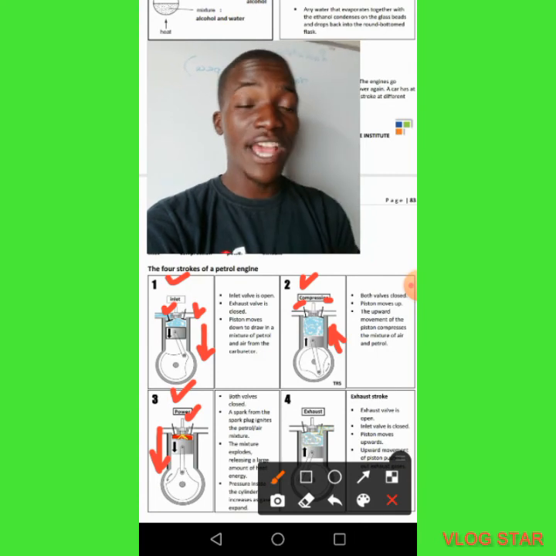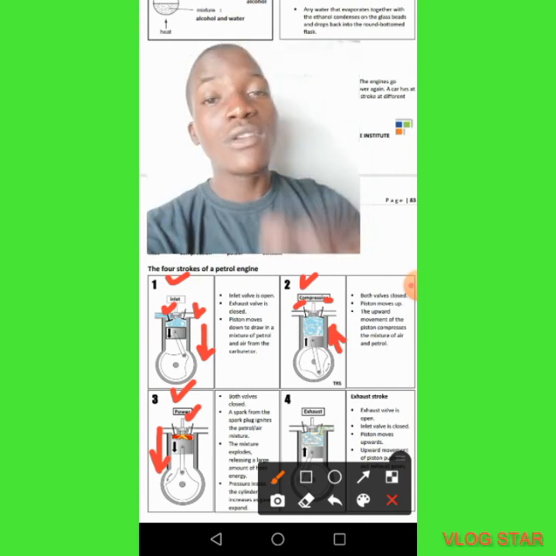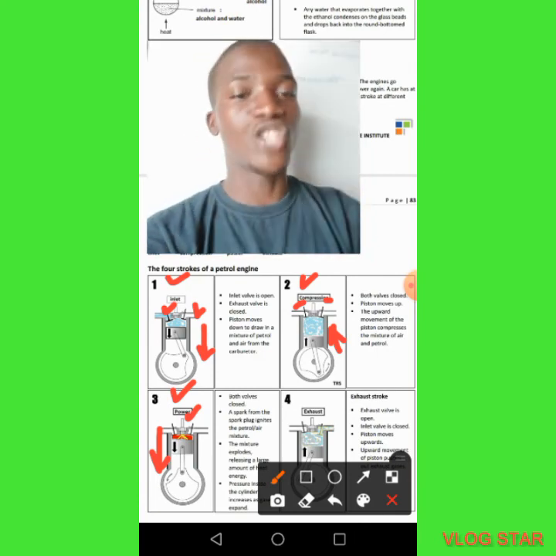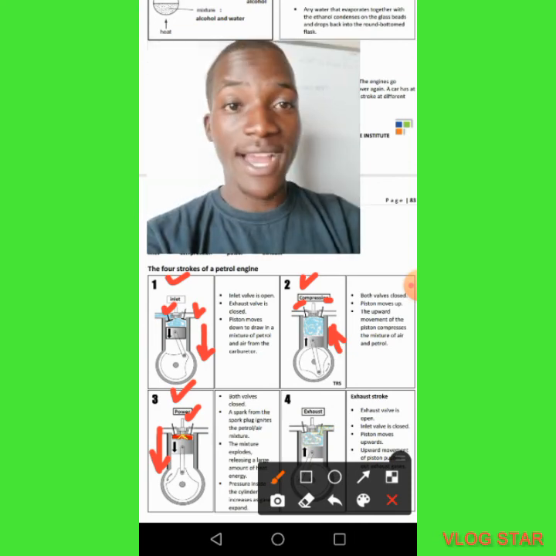In our next lesson, we are going to look at the 4-stroke diesel engine. I think in this case, you are assisted.